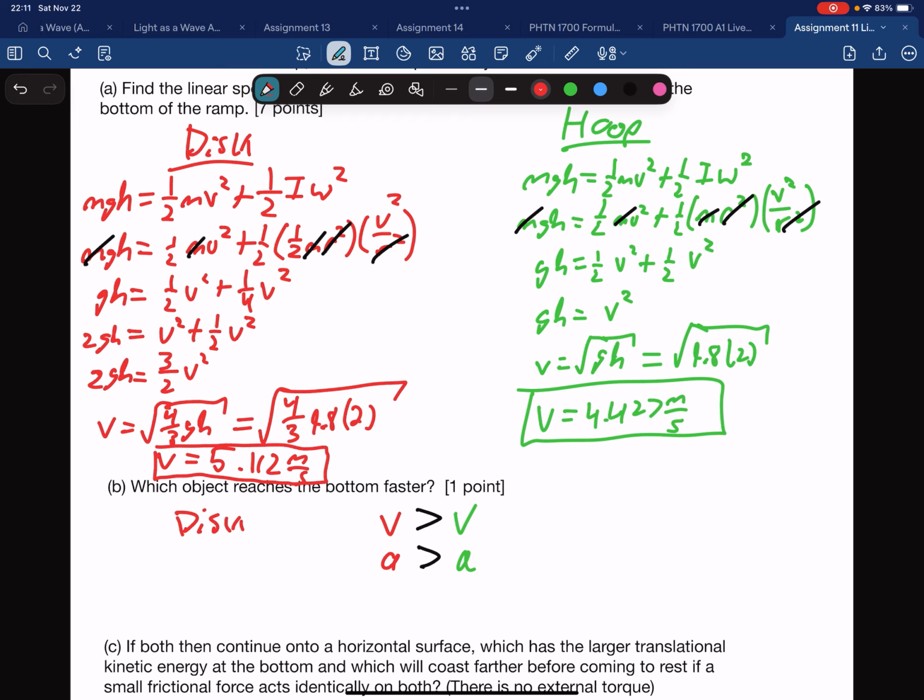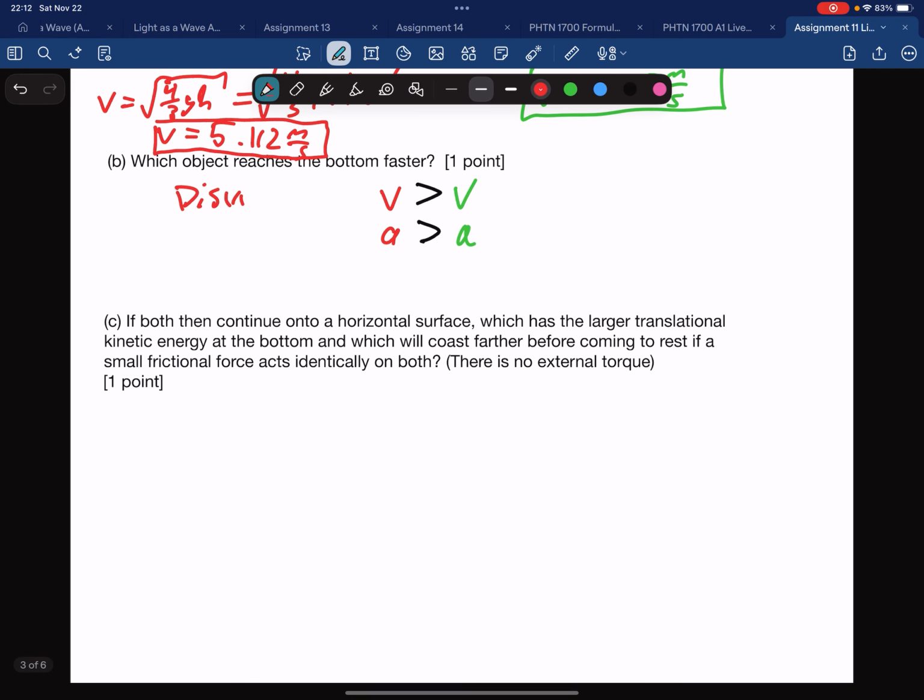They both start at rest. So the disk has to reach the bottom first. Now if they both continue onto a horizontal surface, which has the larger translational kinetic energy? Translational kinetic energy is just given by KE equals 1/2 mv squared.